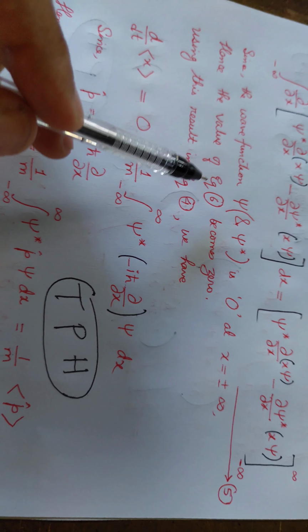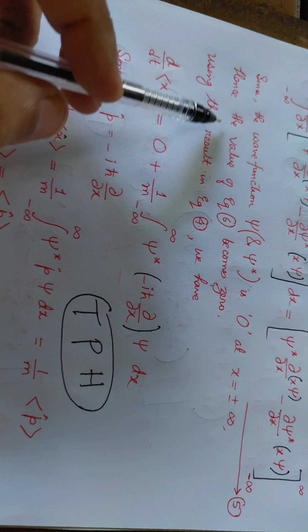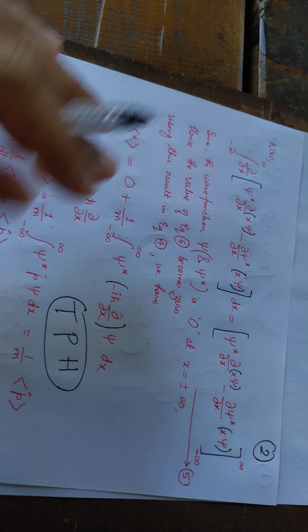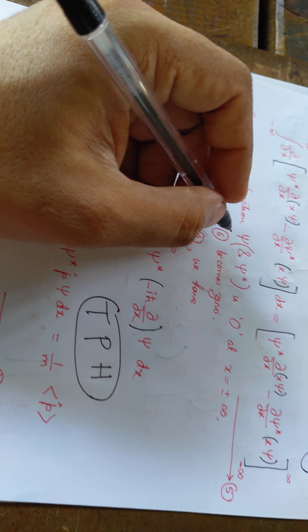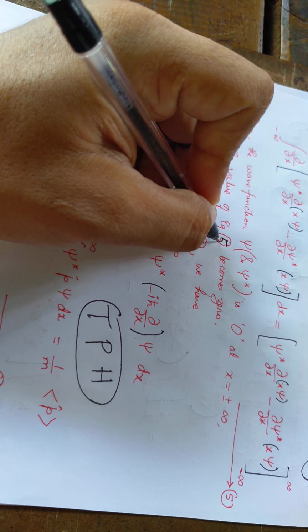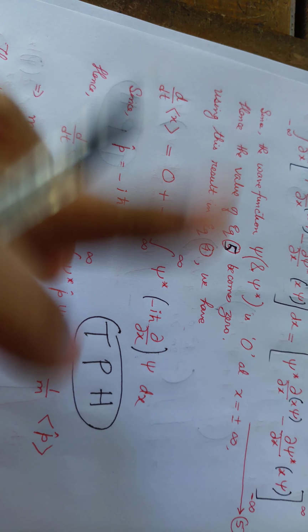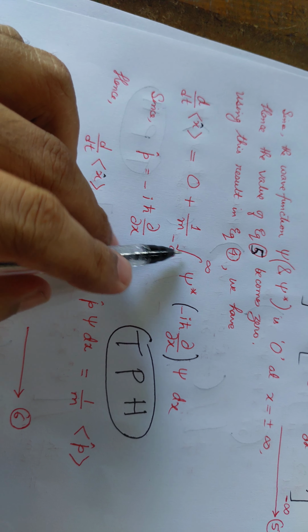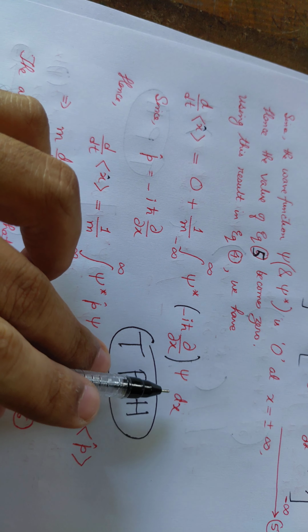So the previous equation number, okay, just 1 minute, sorry, that has to be equation number 5. Hence the value of equation 5 becomes 0. Using this result in the previous equation, we have d/dx of the expectation value of x is 0 plus 1 by m of the integral from minus infinity to plus infinity of psi star, this is the momentum operator, the famous momentum operator, and psi dx.